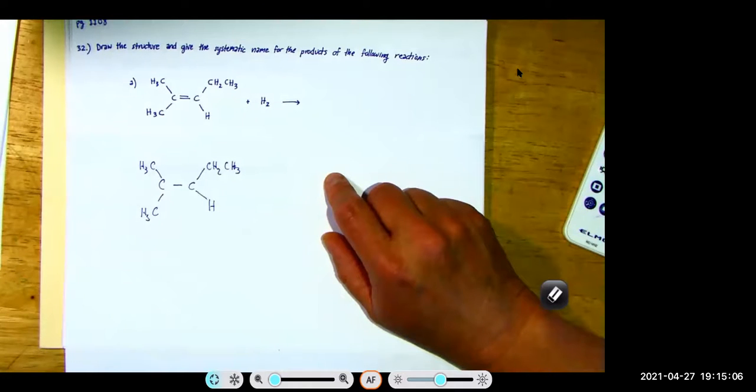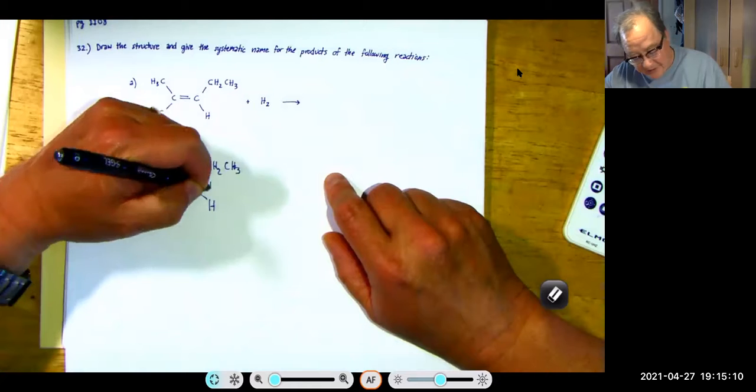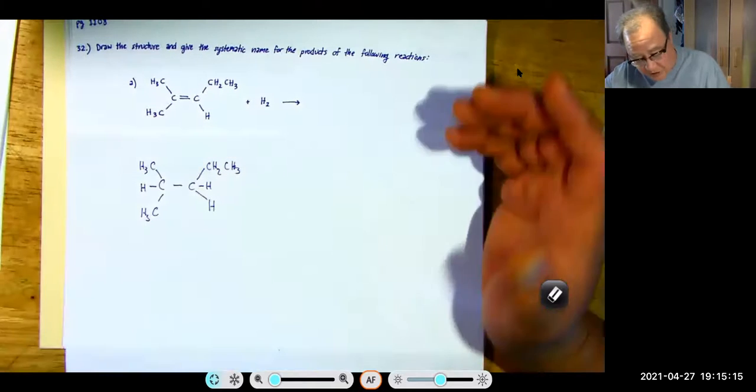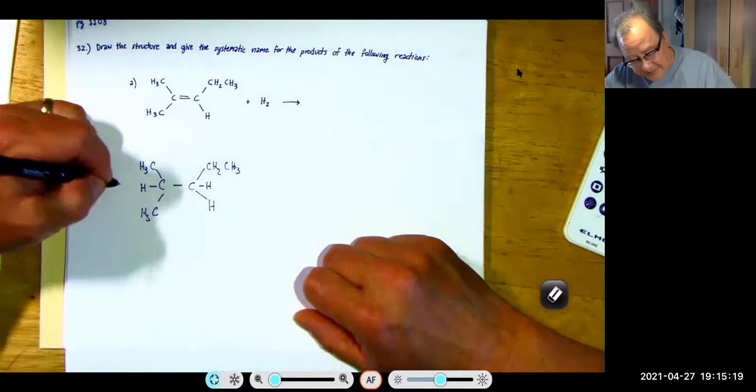Hydrogen on either side. Yeah, so I'm just going to do it like this because it seems to fit in there pretty nicely. I could have drawn them going up or down or whatever. It doesn't matter. I just put them on those carbons. So that would be the answer to A.